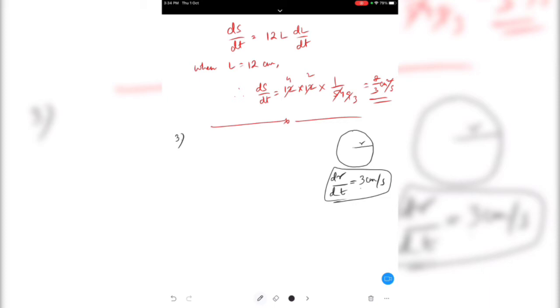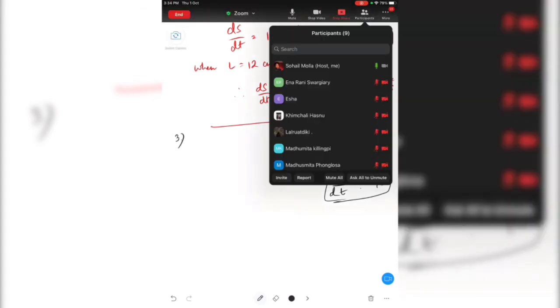Now the next line, what does it say? Find the rate at which the area of the circle is increasing when the radius is 10 centimeter. So now who can tell me what they have asked you to find? Tell me. Come on. Magdalene, what have they asked you to find?